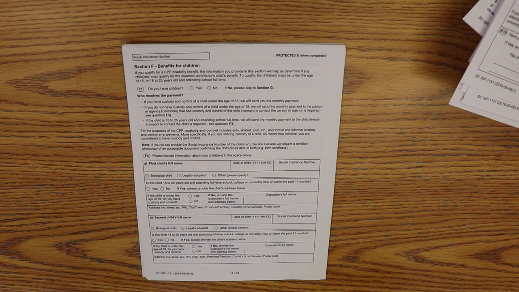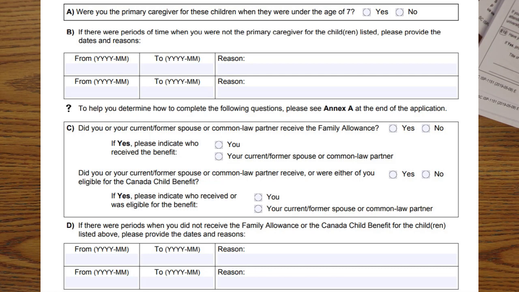Section F is benefits for children. If you do not have children, please skip this section and go on to Section G. To qualify, children must be under the age of 18 or 18 to 25 years old and attending full-time school.